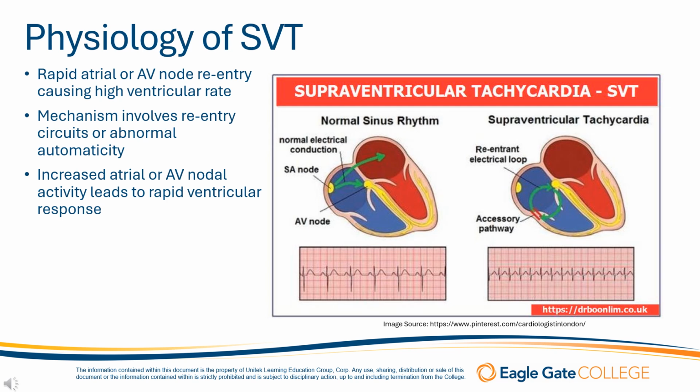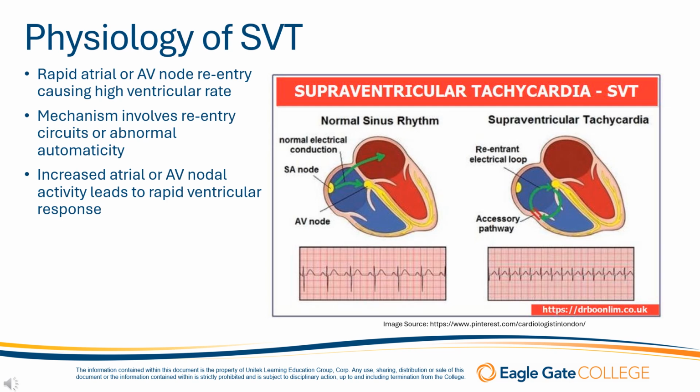These ectopic pacemakers can generate electrical impulses at a rapid rate, bypassing the normal pacemaker function of the SA node. This abnormal automaticity leads to an increased rate of atrial depolarization, which is then conducted to the ventricles, resulting in a high ventricular rate. The AV node plays a critical role in regulating the conduction of impulses from the atria to the ventricles. In SVT, the AV node may become a part of the re-entry circuit or may rapidly conduct abnormal impulses from the atria to the ventricles, exacerbating the condition.